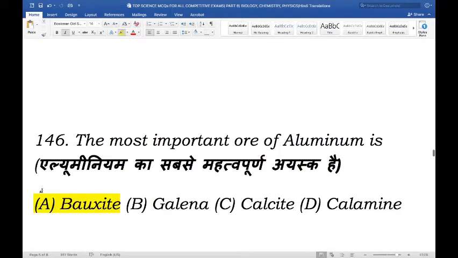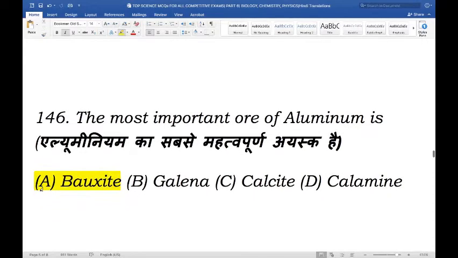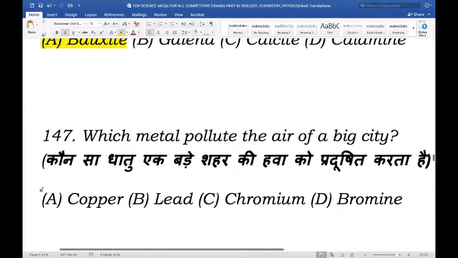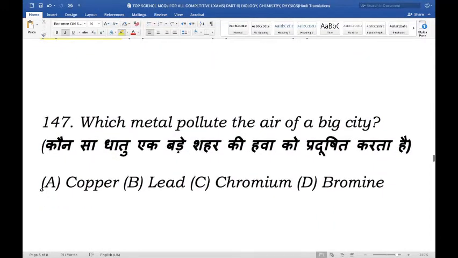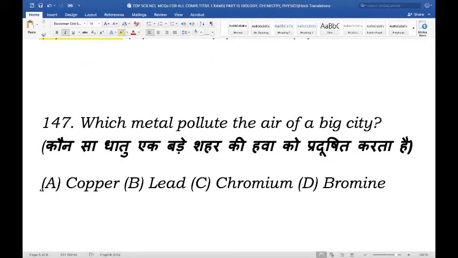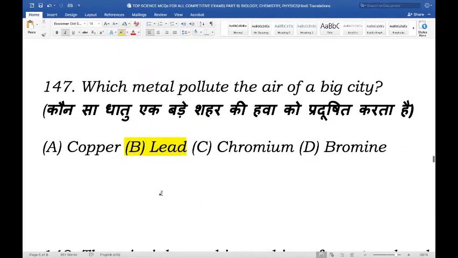Bauxite is a sedimentary rock with high aluminum content. Question number 147. Which metal pollutes the air of a big city? Is it A, copper, B, lead, C, chromium, or D, bromine? So which metal pollutes the air of a big city? And the answer here is B. Lead. Historic major sources of lead air emissions were motor vehicles and industrial sources.